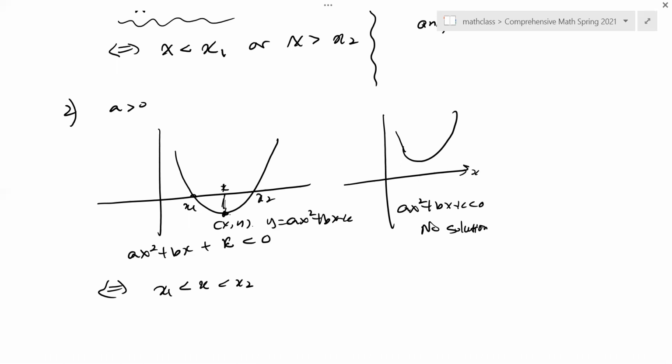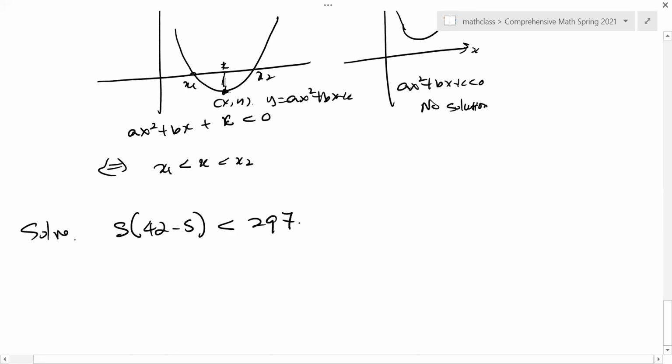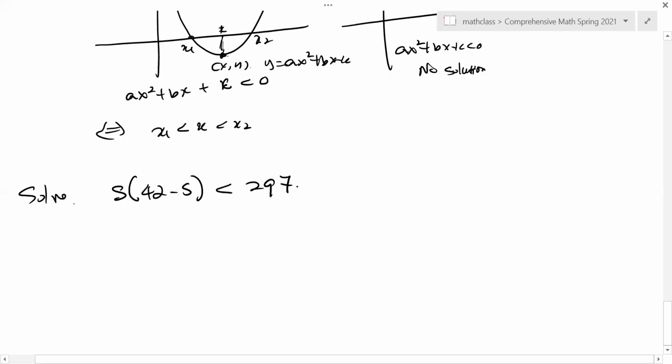All right, so this is my review on the quadratic function's graph. So how about this inequality? Okay, can you solve it? Okay, yeah, please go ahead and do it.